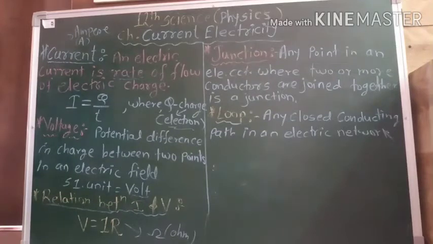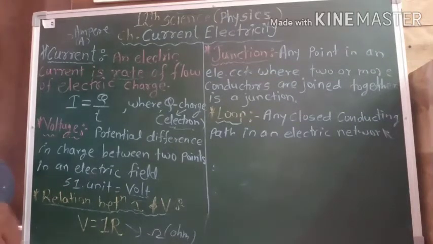Then in this chapter we learn Kirchhoff's laws of the electrical network. In Kirchhoff's laws of electrical network, the first law is the current law, or it is called the junction law, and the second law is Kirchhoff's voltage law. Firstly, we study some terms which are necessary for describing these two laws.